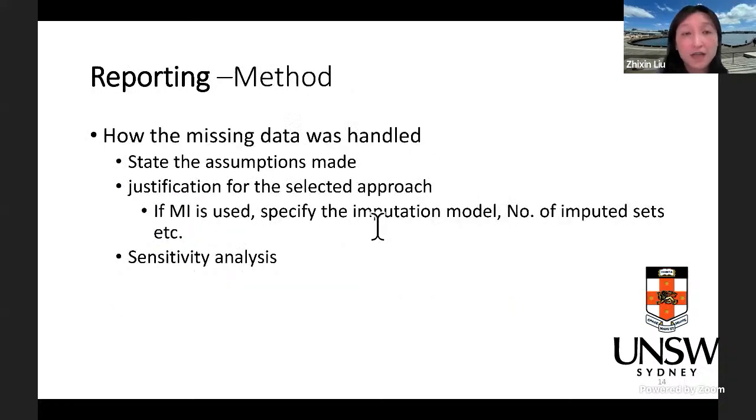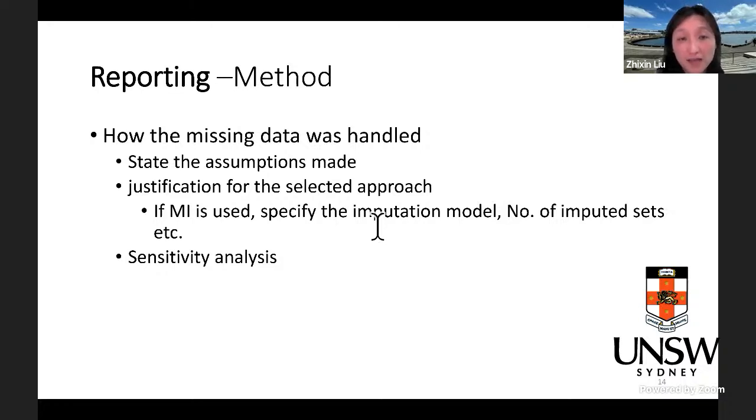And then after we use the strategy we chose and conduct the analysis, it comes to the reporting phase. In the method section of our paper or report, we need to clearly state how our missing data was handled. So what assumption we make: MCAR, MAR, or MNAR. And then we justify the approach we chose to deal with the missing data.